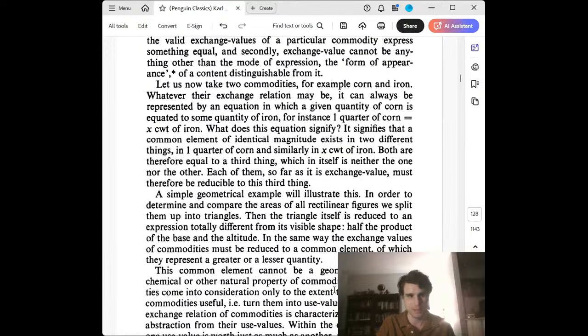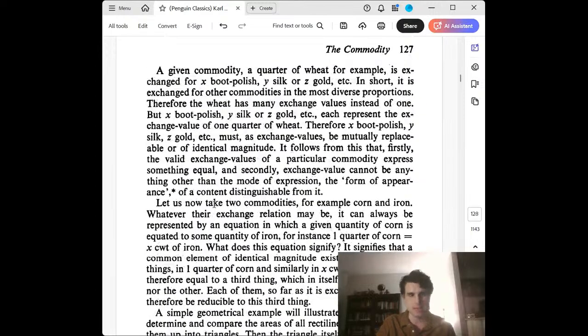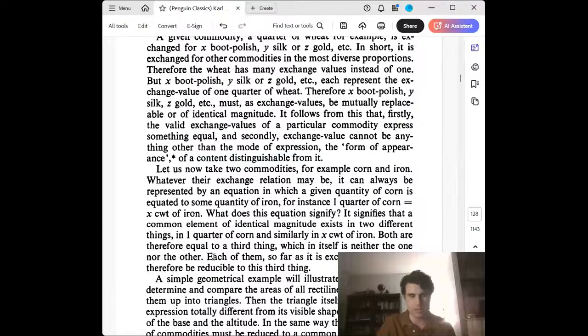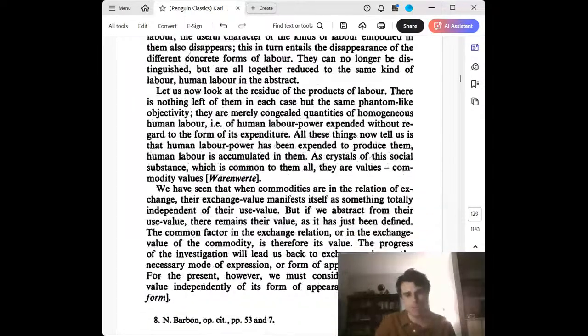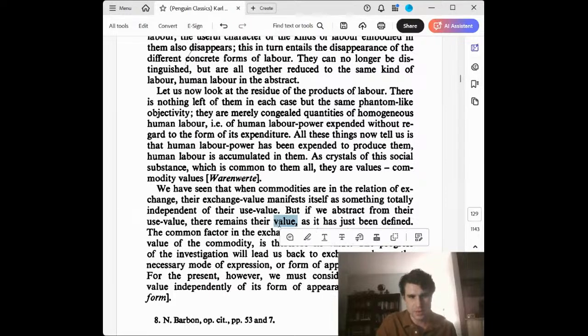So right back here, remember, he said there has to be a content distinguishable from what's being traded. Each of them has to be reducible to a third thing. When they're equated with each other, what's equated is that third thing. What's that third thing now? It's what Marx is now calling value.